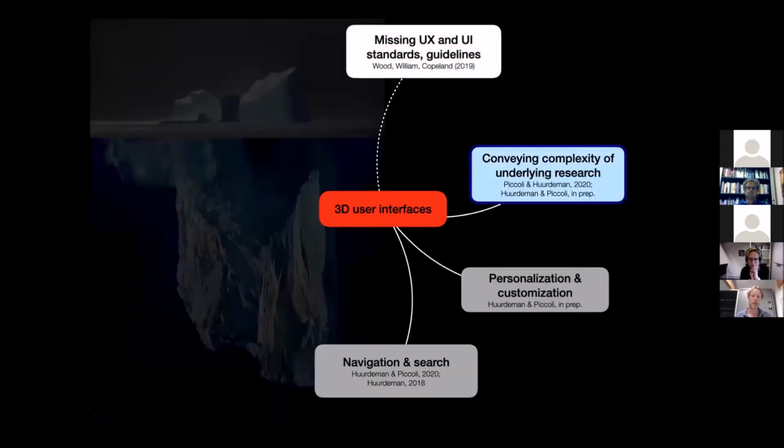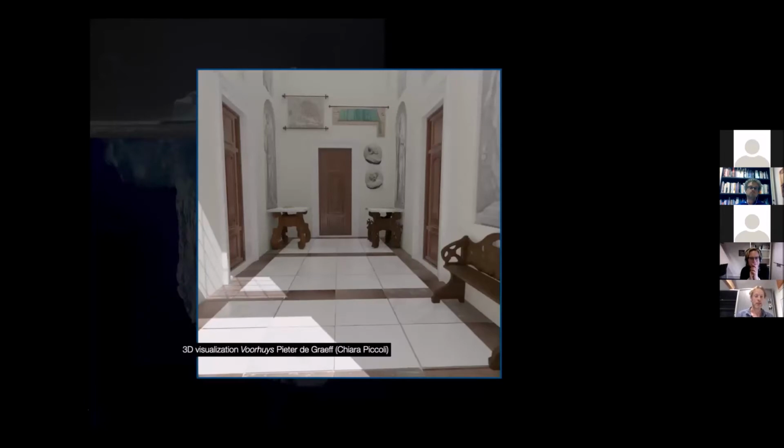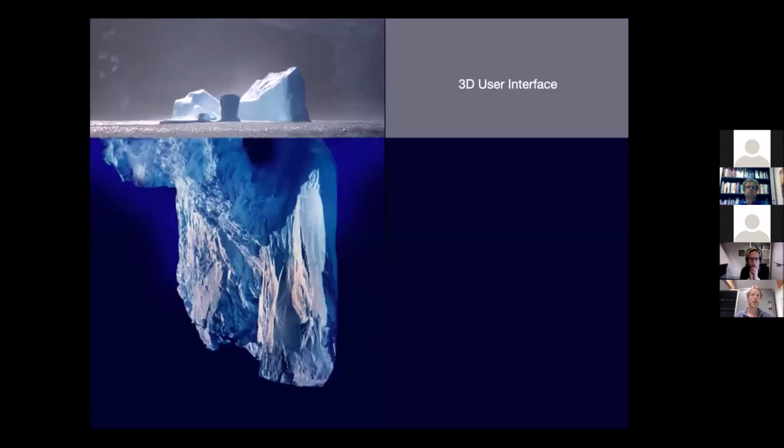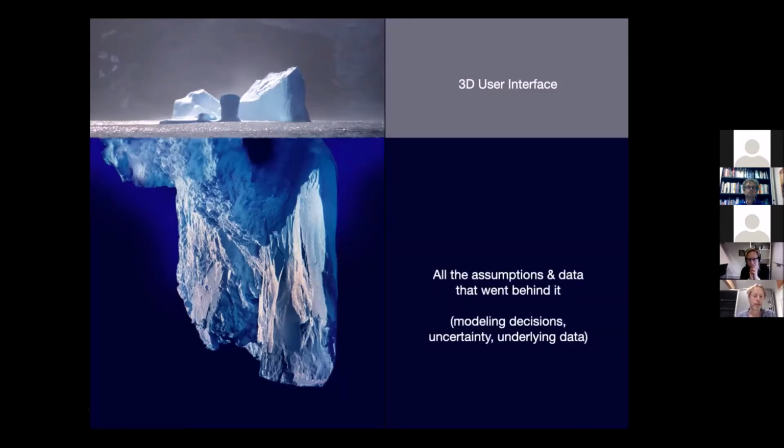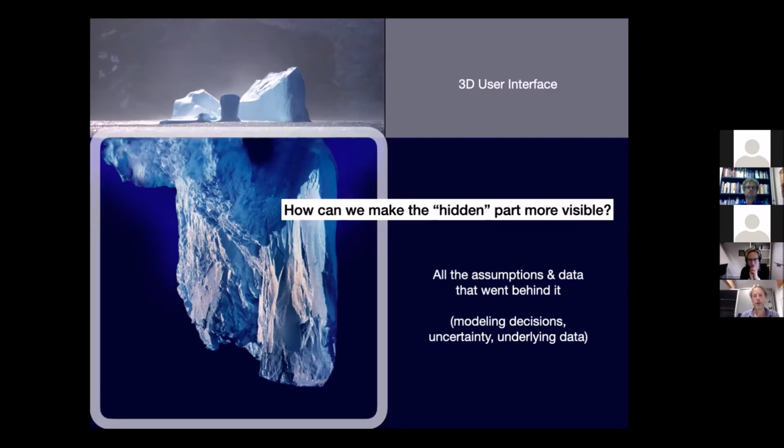Now, to start with the complexity of the underlying research, we saw already this beautiful image of the Voorhuis as a render. And of course, how do you go from this image, in this case a flat image, to the interaction with the 3D environment that it's derived from? How can you go from showing only the tip of the iceberg in the 3D user interface to also showing all the assumptions and data that went behind it? So the modeling decisions, the uncertainty, and the underlying data. How can we make this hidden part more visible?